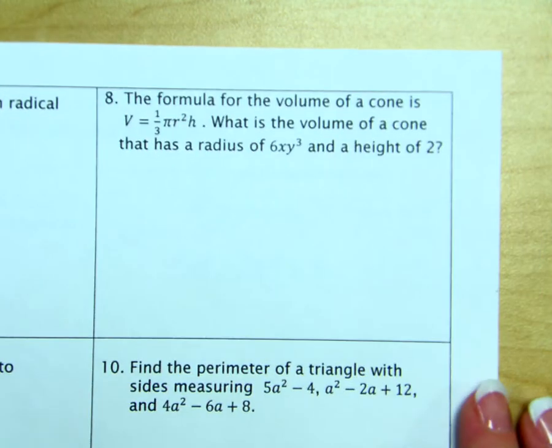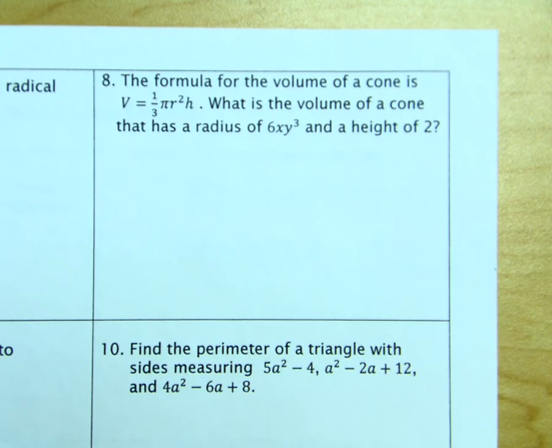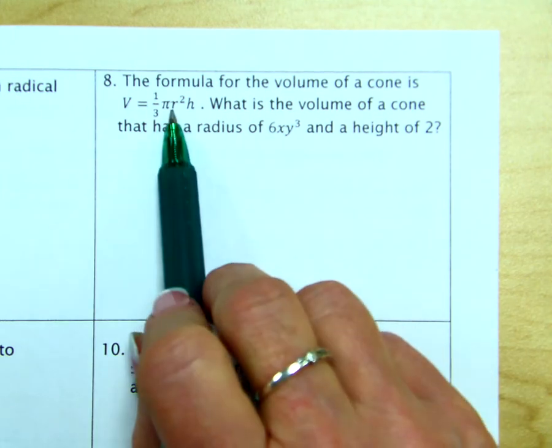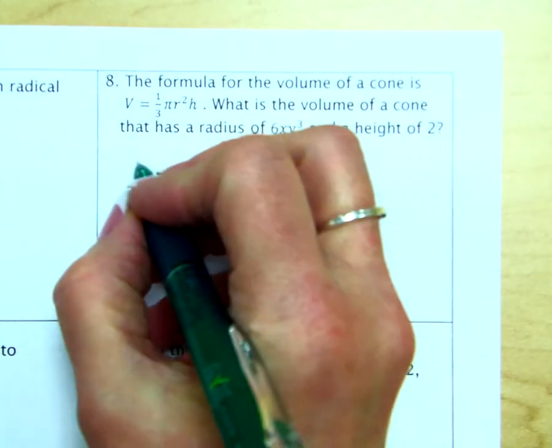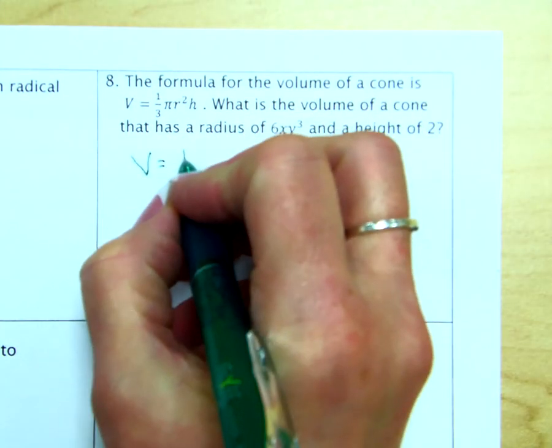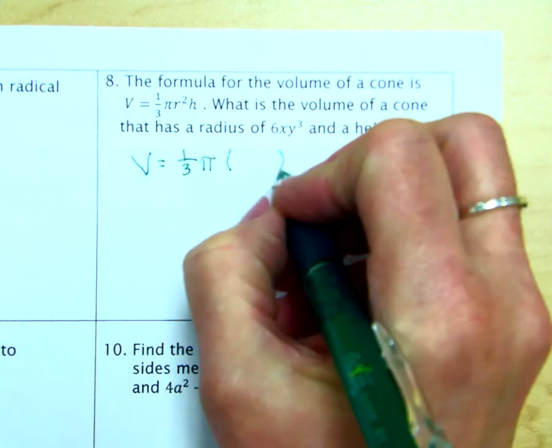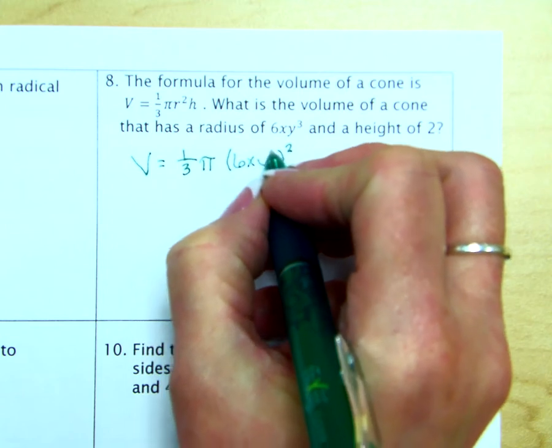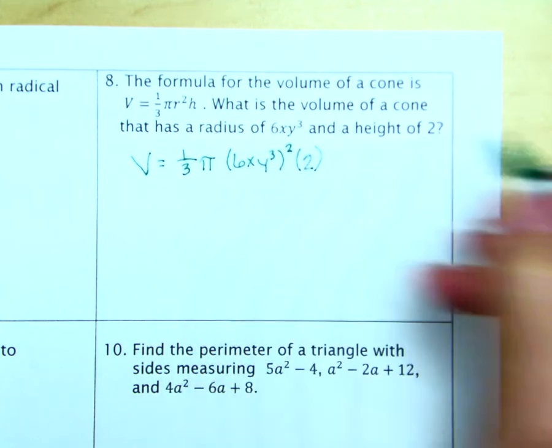Okay, here we have a word problem dealing with the formula for the volume of a cone, and they tell us what the radius is, so they tell us what r is, and they tell us what the height is, and they want us to find the volume. So first thing we're going to do is substitute. R is being squared, so we replace R with the 6xy to the third, and our h, we're going to substitute in the 2.